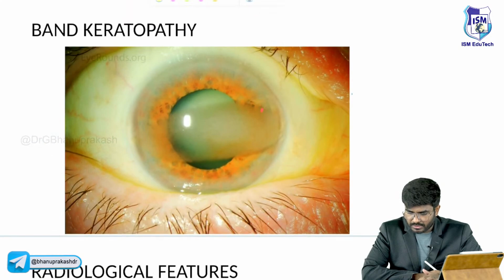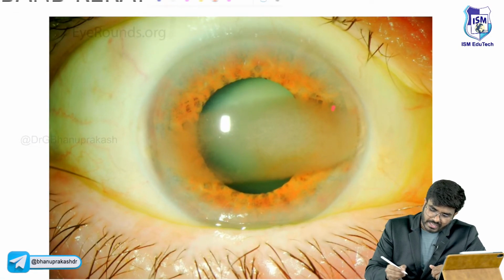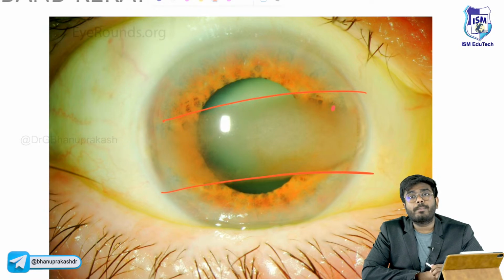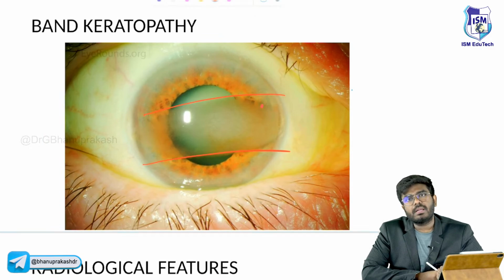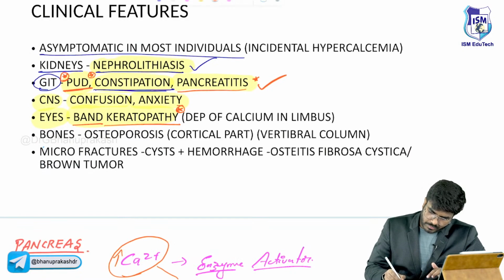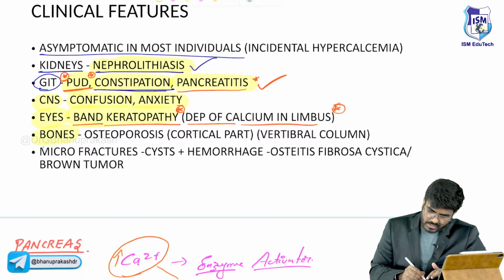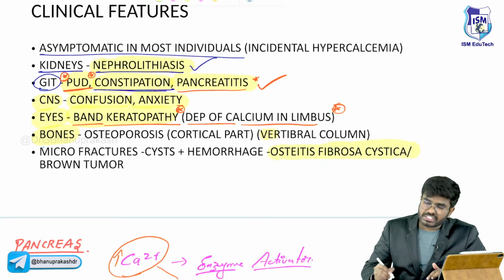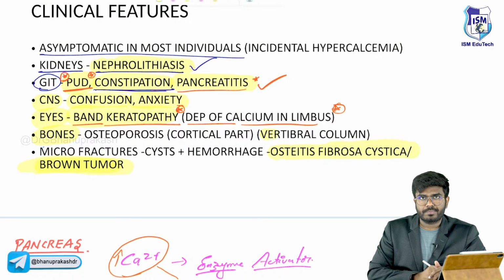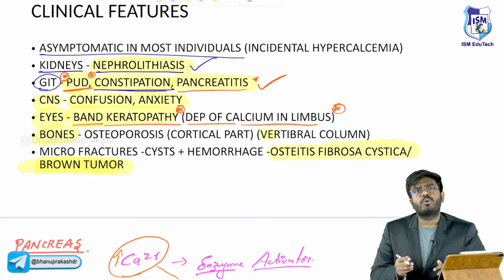So what is this? Look here, the calcium deposition within the eyes causes this banded appearance. This is called band keratopathy, seen in hypercalcemic conditions like primary hyperparathyroidism, due to deposition of calcium in the limbus region. Next, bones. What is the bone problem? The bone problem is going to be osteitis fibrosa cystica. It is also called brown tumor. So bones are getting damaged.